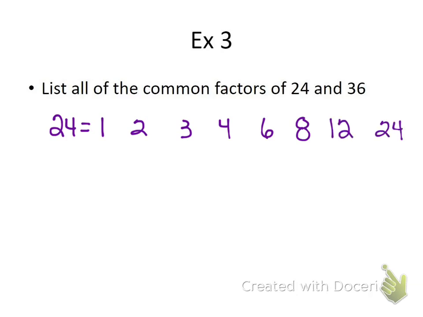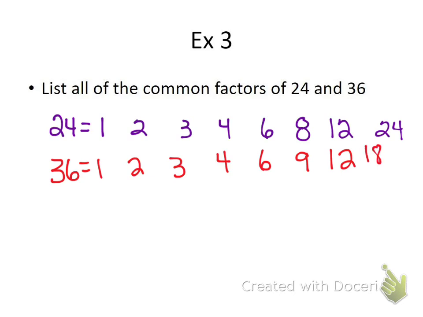Okay. What are all the factors of 36? What are all the numbers I can use to multiply together to get 36? 1, 2, 3, okay. 4, what else? 6, what else? 9, what else? 12, what else? 18, what else? 36. Okay.